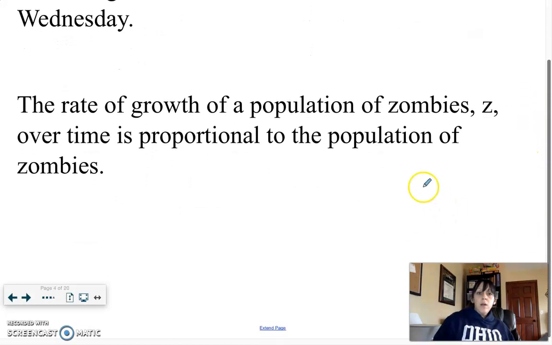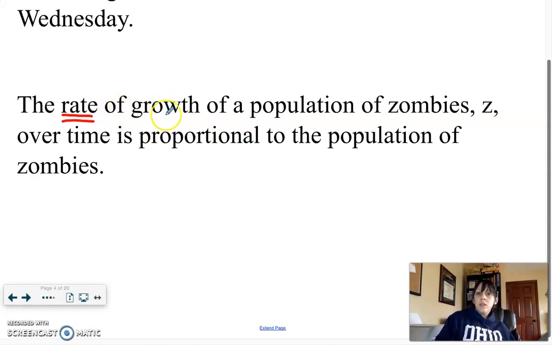So it says, the rate of growth of a population of zombies, Z, over time is proportional to the population of zombies. And what I want you to do is just write an equation that represents this scenario. So it says the rate of growth. That means that the growth is changing, right? And change in calculus is essentially a derivative or like a slope or rate of change. Those are all the same thing in calculus.